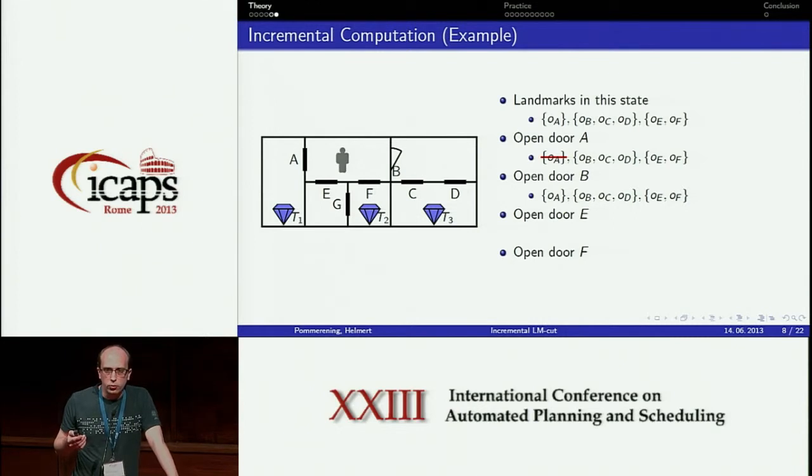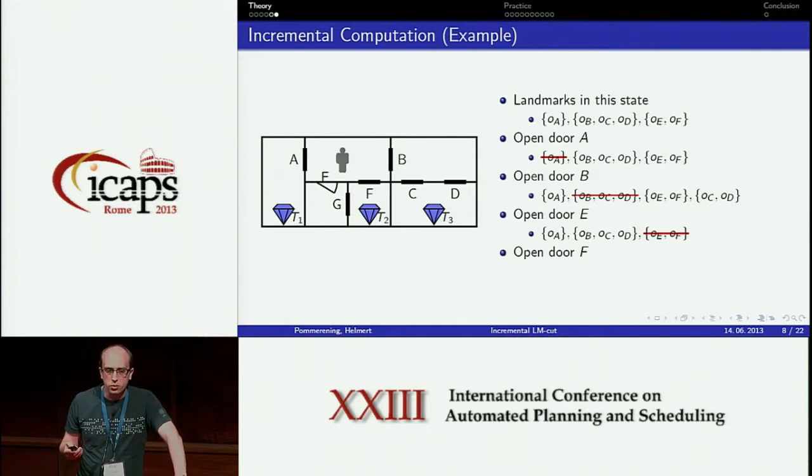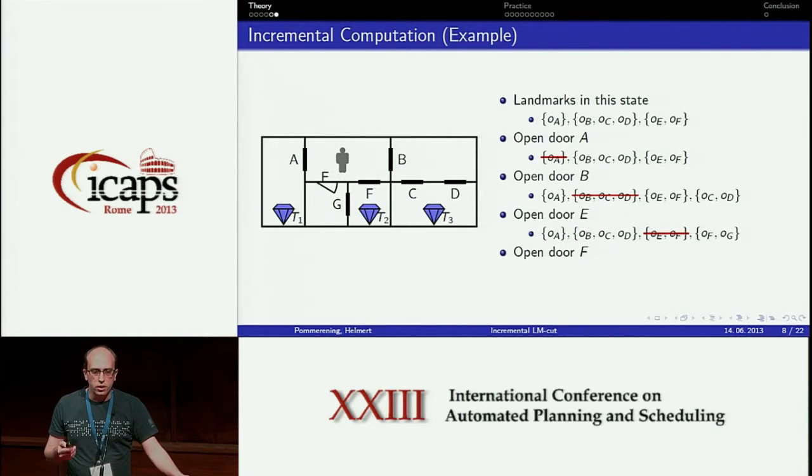Opening door B, you've already seen before. We copy all the landmarks, we remove the landmark that contained this operator, and since the cost of operators C and D are returned, we can discover them as part of a new landmark. A similar thing holds for door E. We copy all the landmarks, we remove the landmark that contains this operator, and we can now discover a new landmark that is F or G.